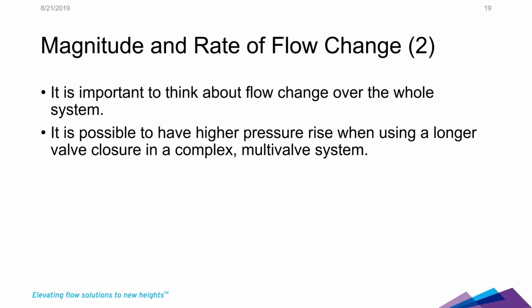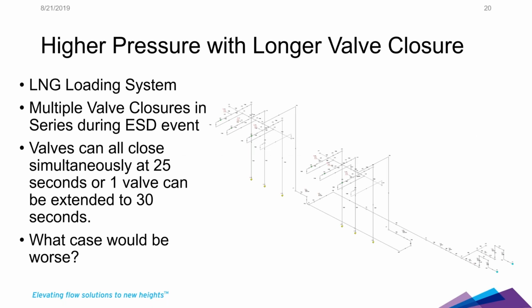Okay, and then I have this interesting example. It's actually possible to have a higher pressure rise when using a longer valve closure in complex multi-valve systems. So here's a quick example: higher pressure with longer valve closures. I kind of already gave it away, but this is an LNG loading system. There are multiple valve closures in series during an emergency shutdown event, that's ESD. All of the valves that are triggered to close on an ESD event close simultaneously at 25 seconds into the simulation.